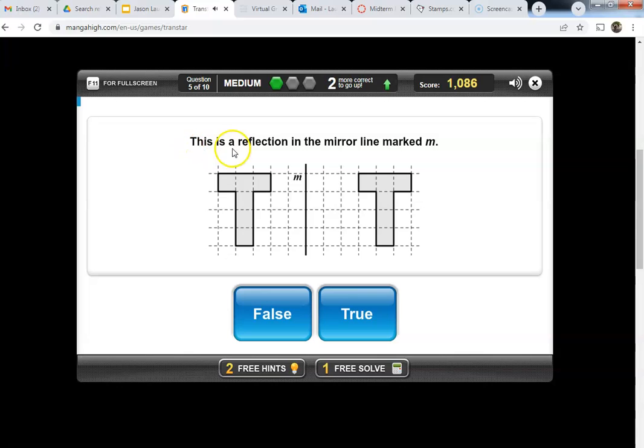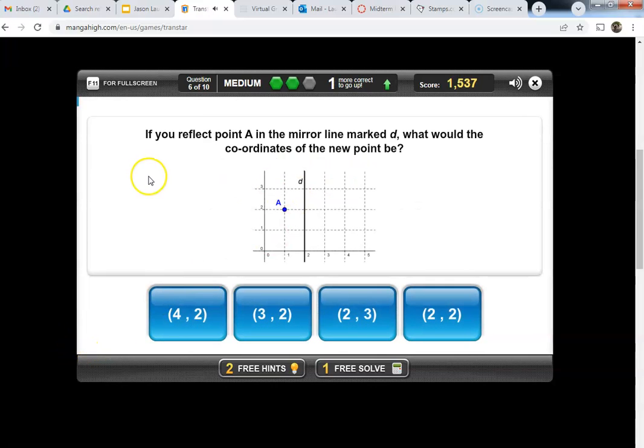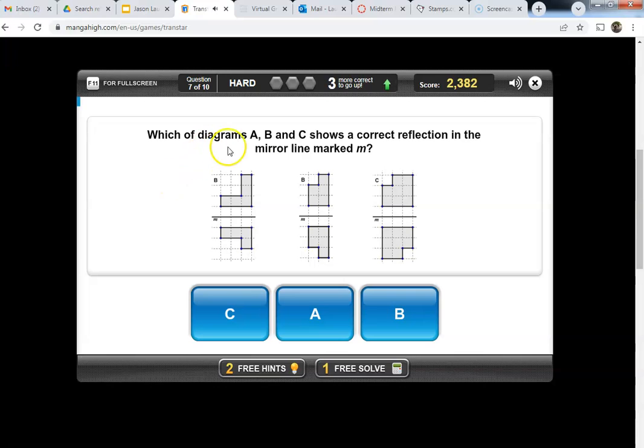What do you know? This is a reflection in the mirror line marked M. This is 3 away from the line, that's 2. That's going to be false. If you reflect a point A in the mirror line marked D, what would be the coordinates of the new point? We're going 1 away there. Our y value is not changing, so it's going to be 3, 2. Which diagrams A, B, and C show a correct reflection in the mirror line marked M? That one's not, that one's not, so it's going to be this one.